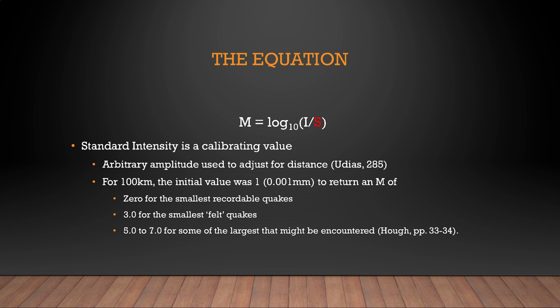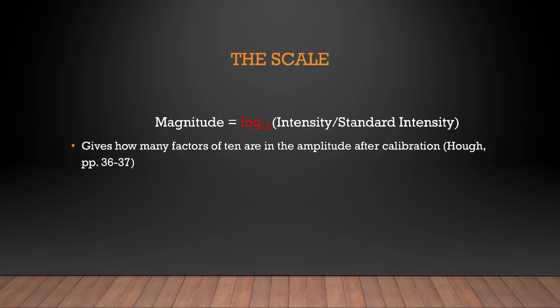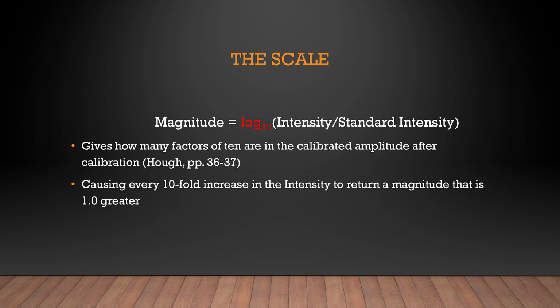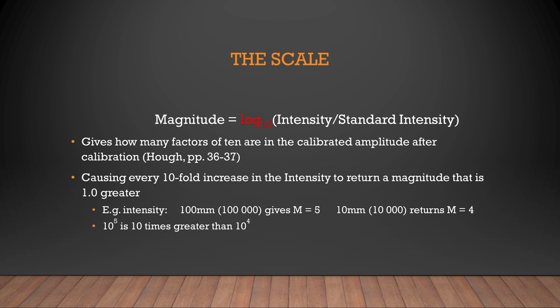For 100 kilometers, the initial value of 1 returned an M of 0 for the smallest recordable quakes, 3 for the smallest felt quakes, and 5 to 7 for some of the largest that might be encountered. The logarithm to the base 10 gives how many factors of 10 are in the amplitude after calibration. This causes every 10-fold increase in intensity to return a magnitude that is 1 greater. Consequently, an amplitude of 100 millimeters gives a magnitude of 5, while an amplitude of 10 millimeters gives a magnitude of 4. 10 to the 5 is 10 times greater than 10 to the 4.